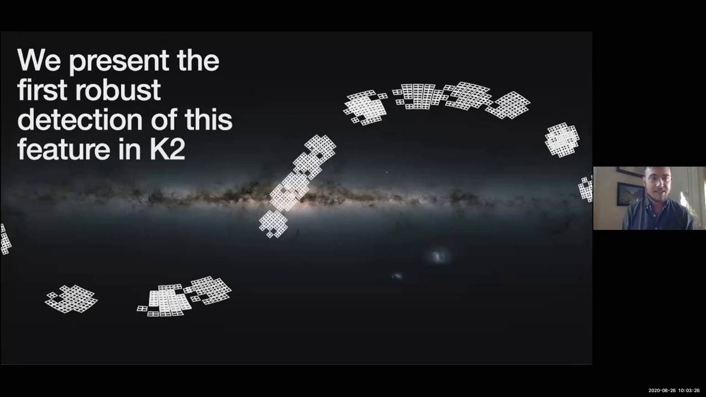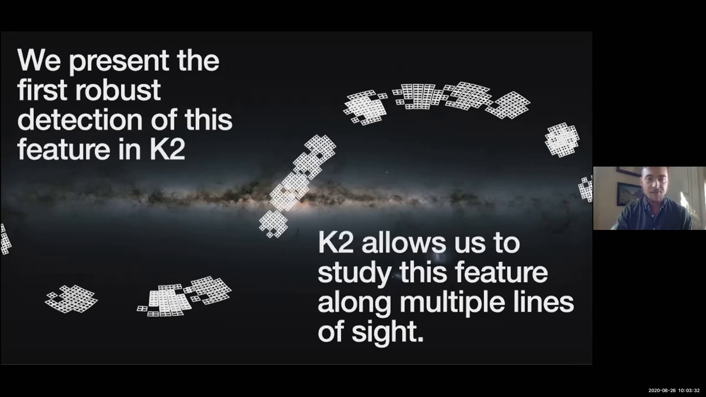And so what we're doing today is presenting the first robust detection of this feature in the K2 sample. Observing this in K2 is important because unlike Kepler, which just looked in one direction, K2 had many different pointings across the sky along the ecliptic, which allows us to study this feature along multiple lines of sight, which we couldn't do previously.